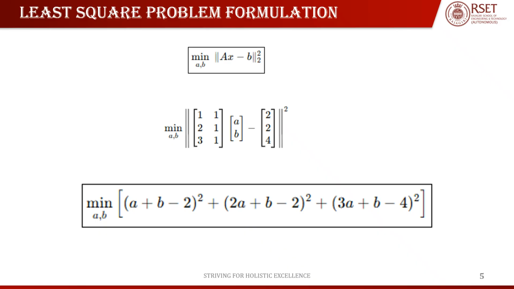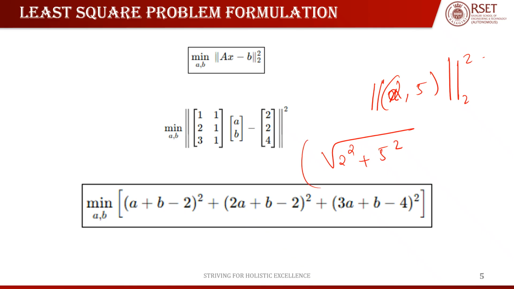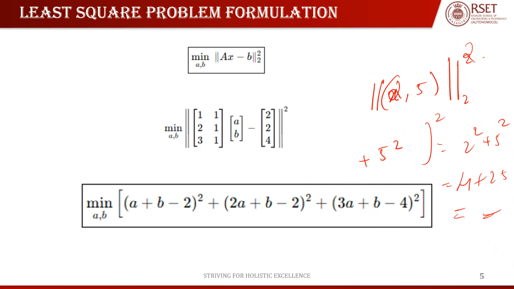Okay, before that let me explain what this norm is. Suppose you are given the norm of 2 comma 5, the 2 norm. By 2 norm what you mean is root of 2 square plus 5 square, and since you are taking the square here, this will be 2 square plus 5 square. So basically that will be 4 plus 25 and you'll have the answer. So that is the definition of this norm. By this norm we mean we'll be taking the squares and then adding each and every entry.